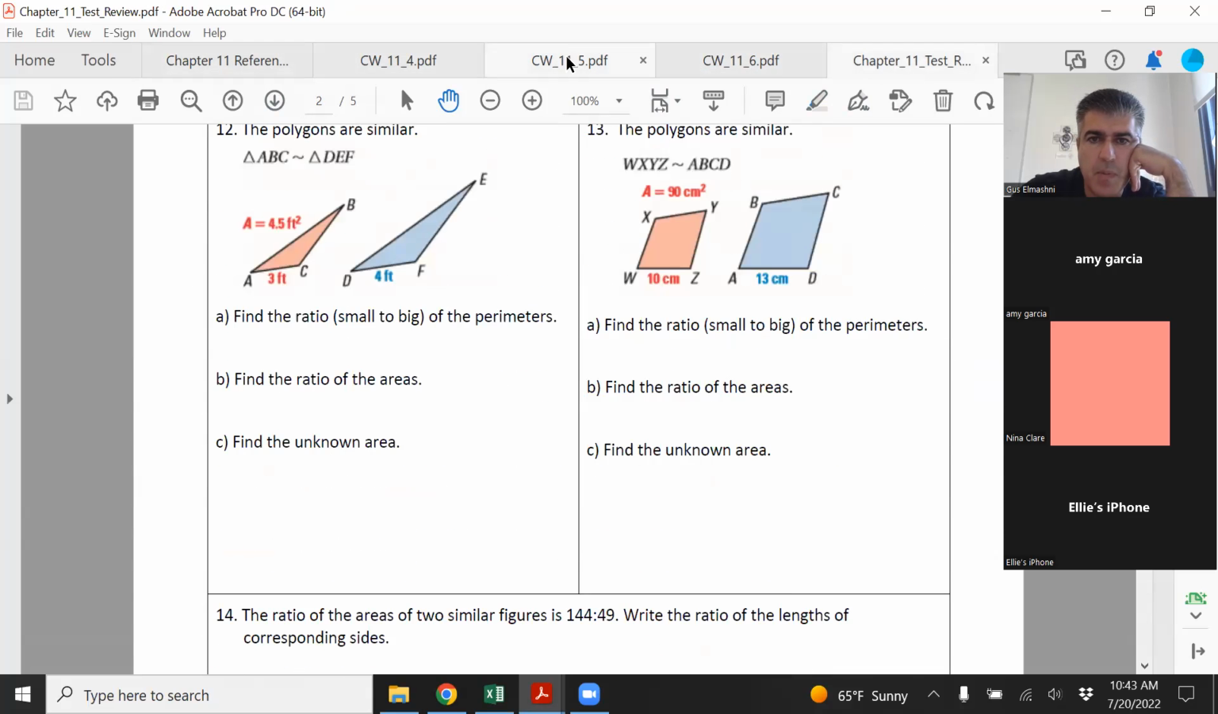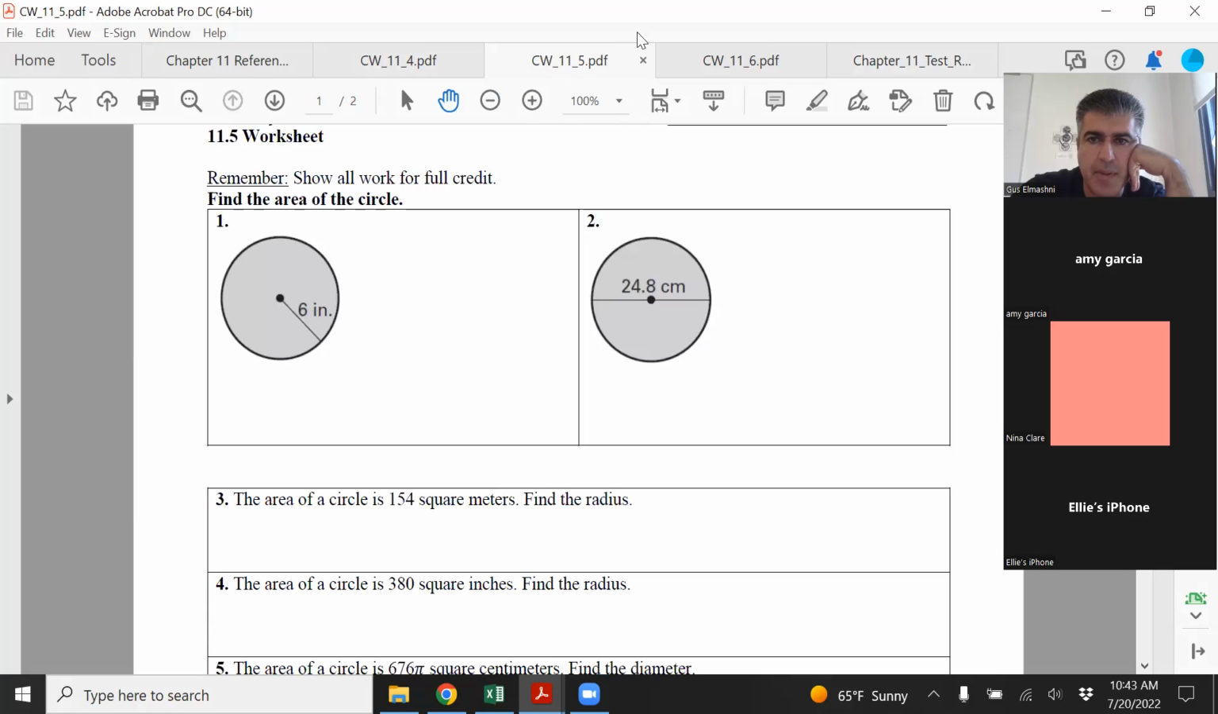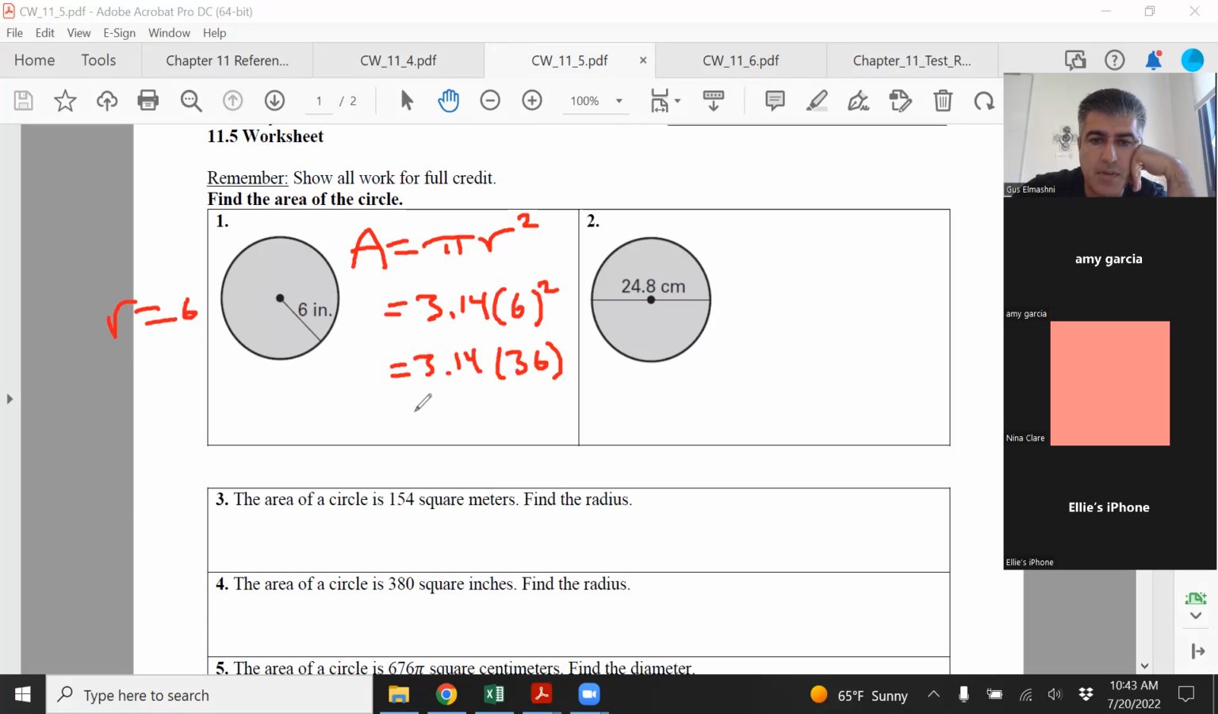So let's talk about this. Area is pi r squared. R is 6. So 3.14 times 6 squared. 3.14 times 36. You get 113.04 square inches, right?